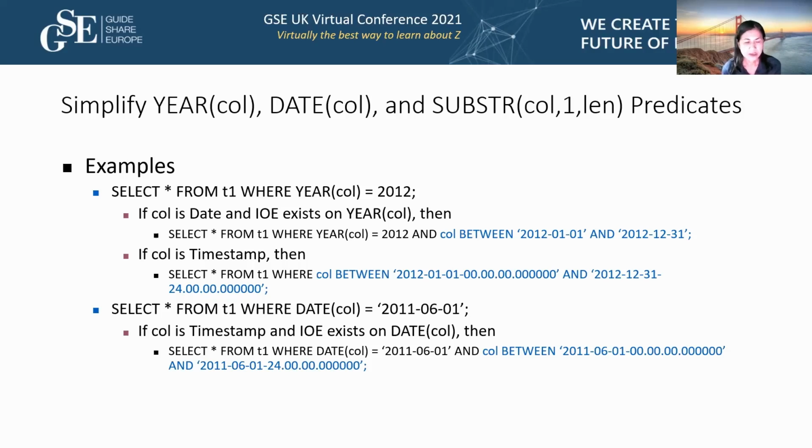The second example shows the date function. The date function is compared with a varchar. If the input argument is a column of type timestamp, and if there is an index on expression on the date function, then Db2 generates an additional predicate. The new predicate is a between, and the varchar constant will change to a timestamp constant. And since there's an index on expression, the date function will be kept.